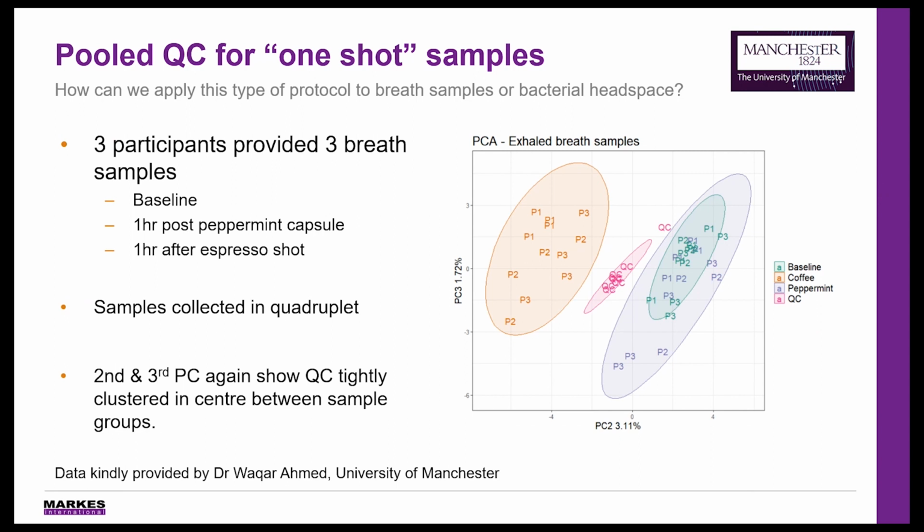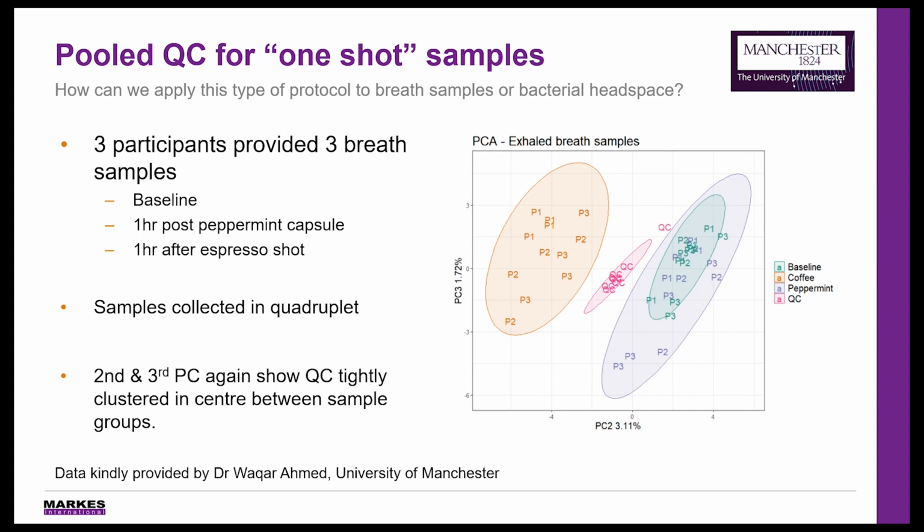So in this example, we have breath samples from 3 participants, including a baseline test, 1 hour post-peppermint capsule, and 1 hour after having a coffee, with each collected in quadruplet. You can clearly see the separate sections in the PCA plot, where the sample post-coffee is separated out from the others on the left-hand side, with the QC sample tightly clustered in the middle between the various sample types, showing great reproducibility of the system.